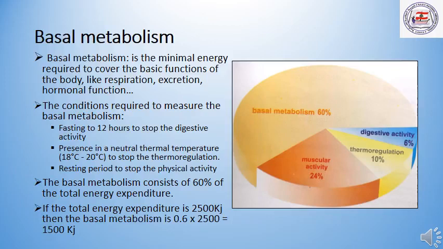The basal metabolism by itself consists of 60% of the total energy expenditure. For example, if you were given the total energy expenditure, which is for example here 2500 kilojoules, then you can easily calculate the basal metabolism. It's 60%, which means 60 divided by 100, in other words 0.6, multiplied by the total energy expenditure, which is equal to 2500 kilojoules. 0.6 times 2500 is equal to 1500 kilojoules.